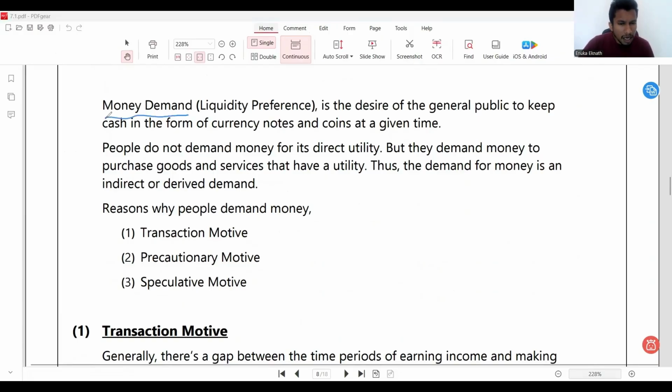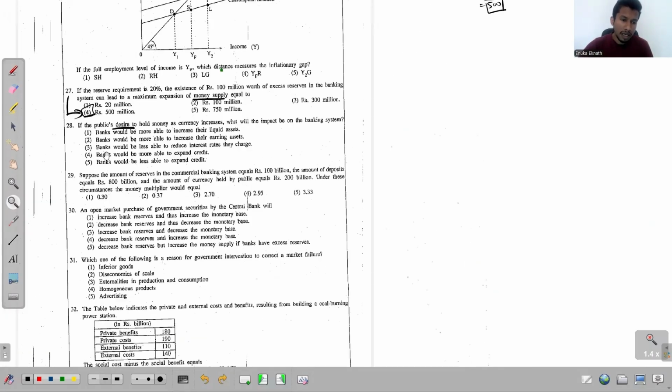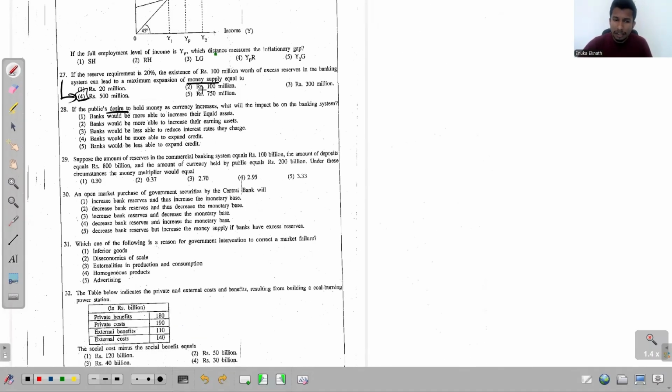See, money demand, if not liquidity preference, is the desire of the general public to keep cash in the form of currency notes and coins at a given time. So they talk about that in this question. All right, so let's read. If the public's desire to hold money as currency increases, what will be the impact on the banking system? All right, so this is what we can discuss using the given information in this question.